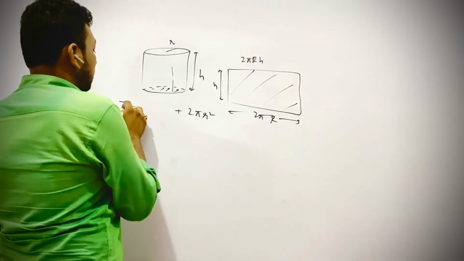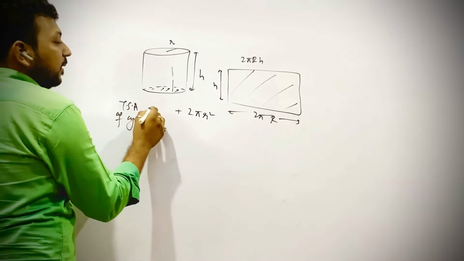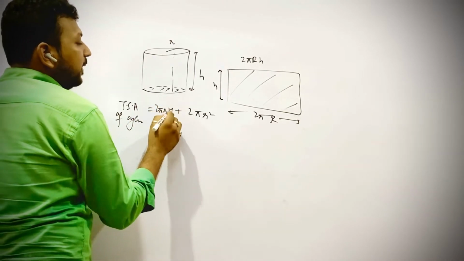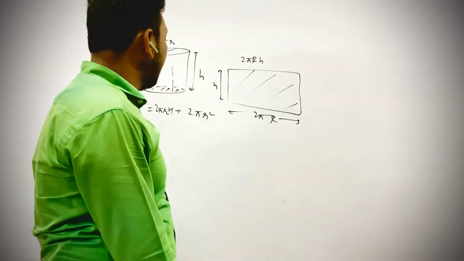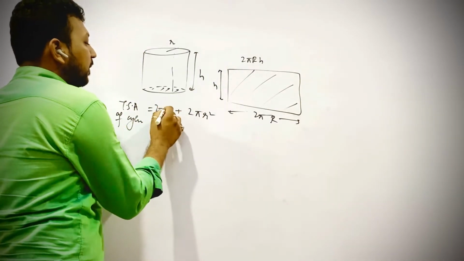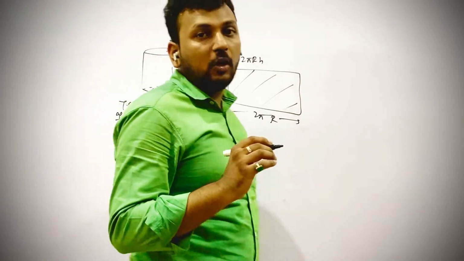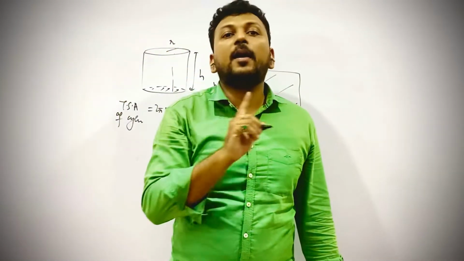So that means the total surface area of a cylinder is 2 pi r h plus 2 times pi r square. Right? So again you have to imagine and relate. Small r and capital R is the same thing. Right? Now if you talk about the curved surface area, it is how much? 2 pi r into h.